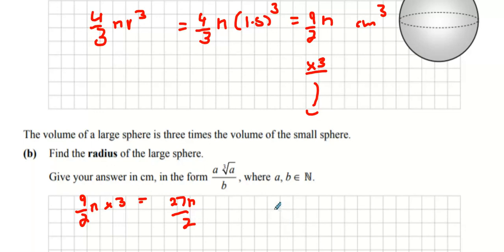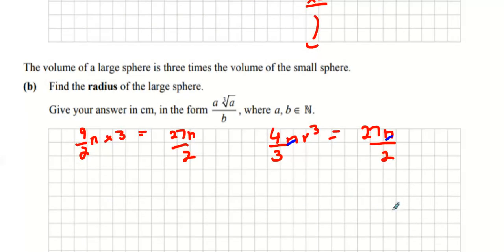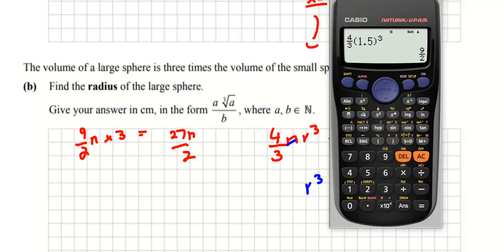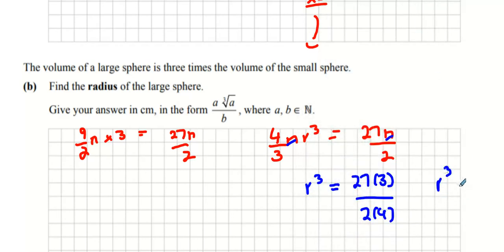Find the radius of the large sphere. Well, the volume of the large sphere, which is 4 over 3 pi r cubed, equals 27 pi over 2. The pi's will cancel on both sides. And to get r cubed on its own, division of 3 on the left is multiplication of 3 on the right. Multiplication of 4 on the left is division of 4 on the right. So I'll put this into the calculator, and I should get r cubed equals 81 over 8.